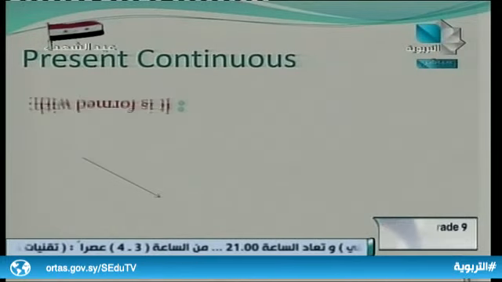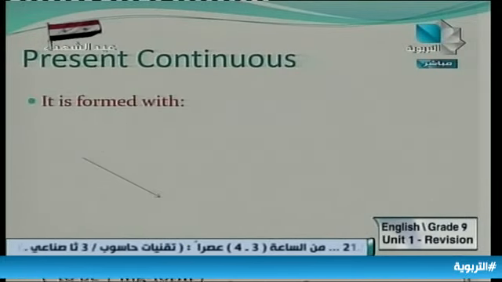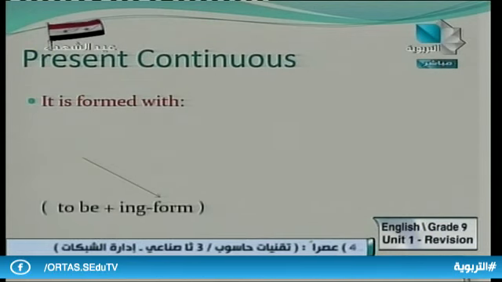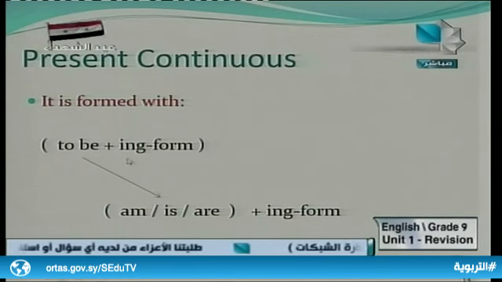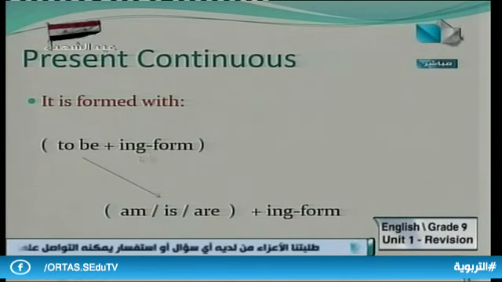Now we are going to talk about the form. The present continuous is formed with subject plus be, I mean am, is, or are, plus the ing form.